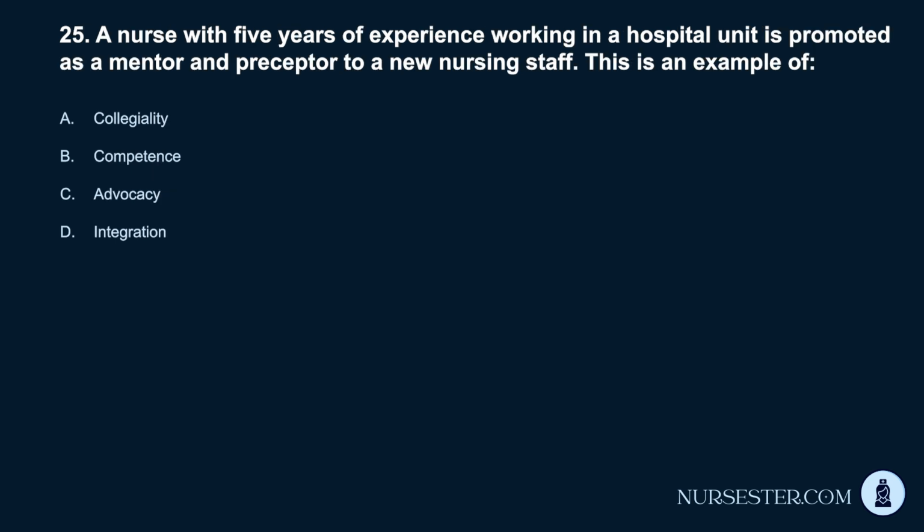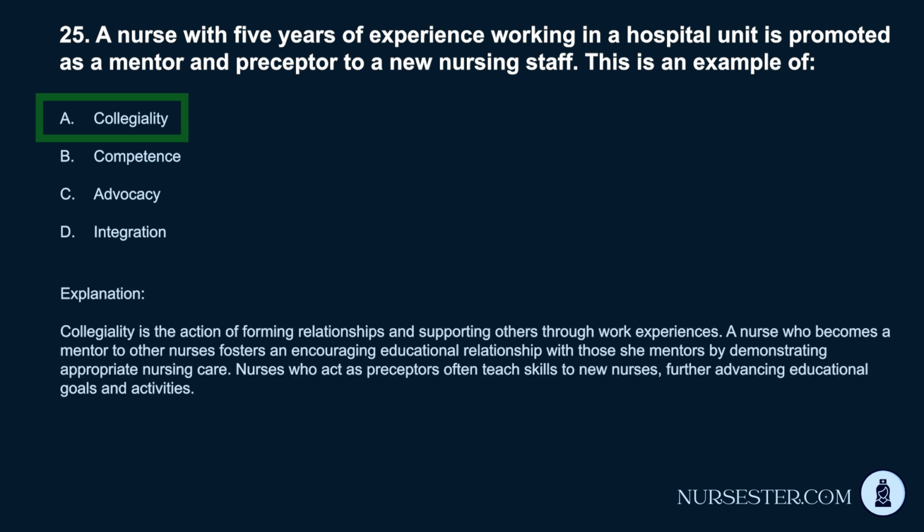25. A nurse with 5 years of experience working in a hospital unit is promoted as a mentor and preceptor to a new nursing staff. This is an example of A. Collegiality, B. Competence, C. Advocacy, D. Integration. Correct answer, A. Collegiality.